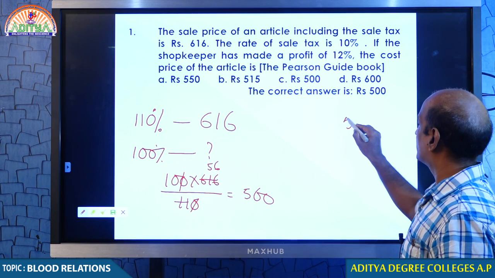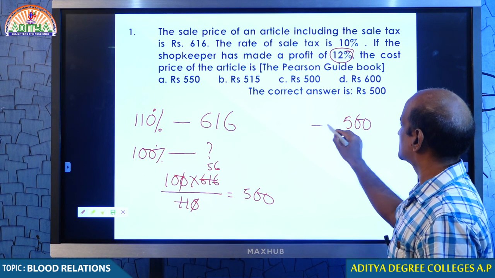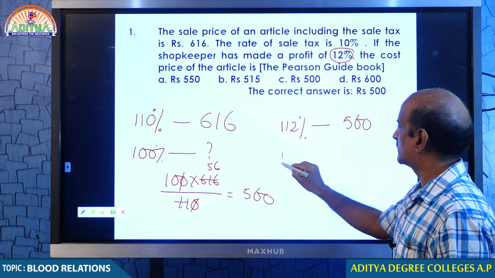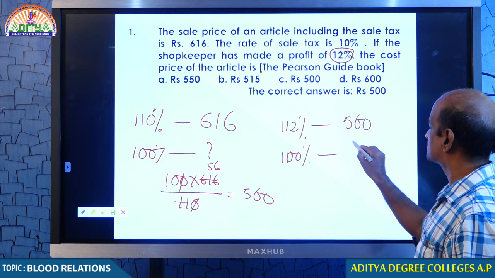But by selling at 560, you are getting a profit of 12%. So when 560 is equal to 112%, what is the cost price?